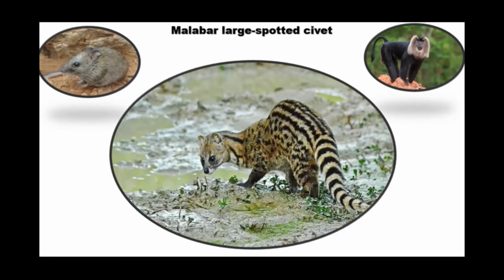This is the Malabar large-spotted civet. Its scientific name is Viverra civettina, also known as the Malabar civet. It is endemic to the Western Ghats of India. It is known as Kannan Chandu and Malayu Meru in Kerala. It is a critically endangered species.